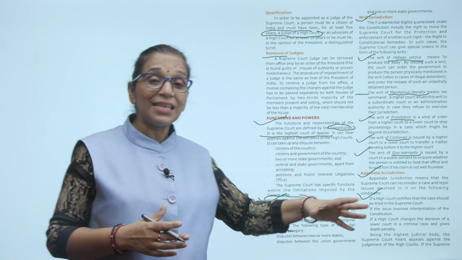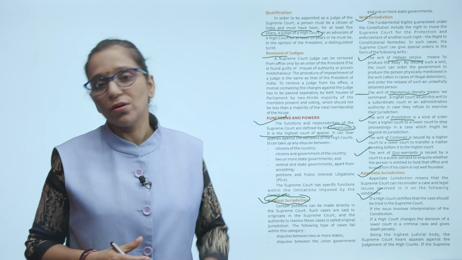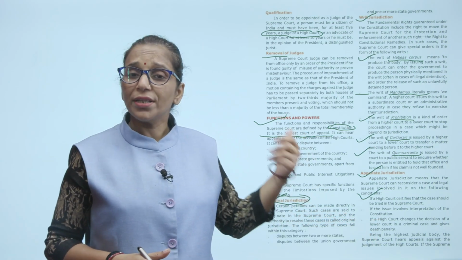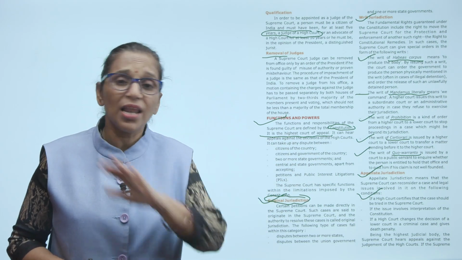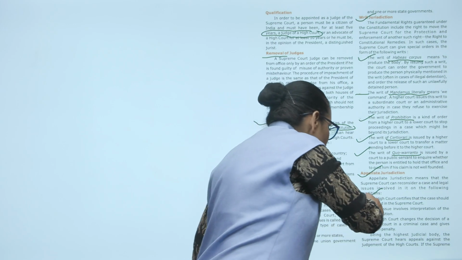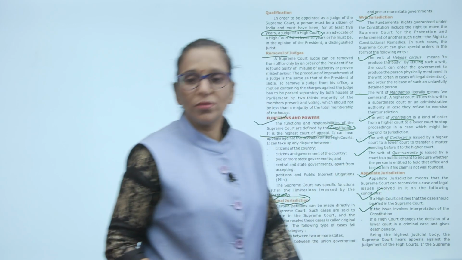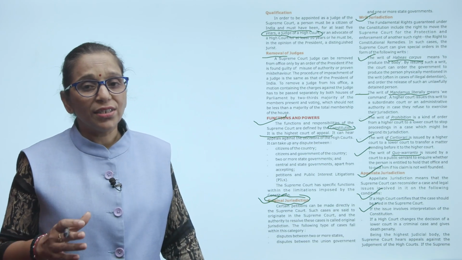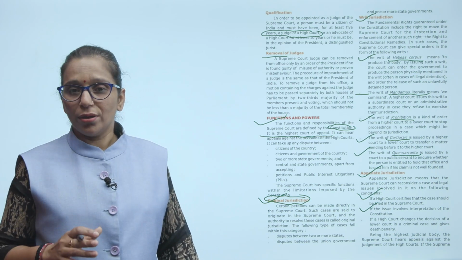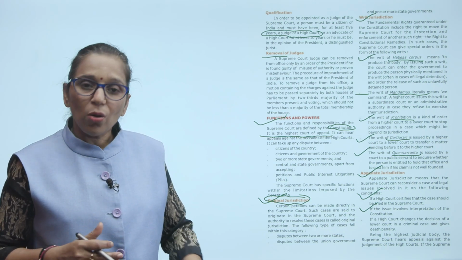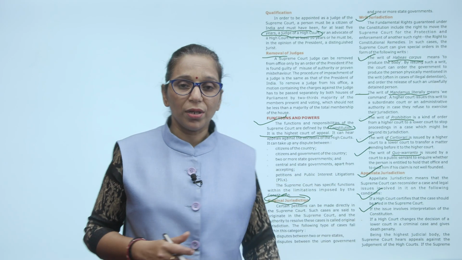If the issue involves interpretation of the Constitution, and any law passed by Parliament goes against the ideals of the Constitution, then the Supreme Court can interpret. The Supreme Court can then and there declare that law null and void. So the Supreme Court can interpret the Constitution. Then next, if a High Court reverses the decision of a lower court in a criminal case and gives the death penalty, then also the case can be heard in the Supreme Court.